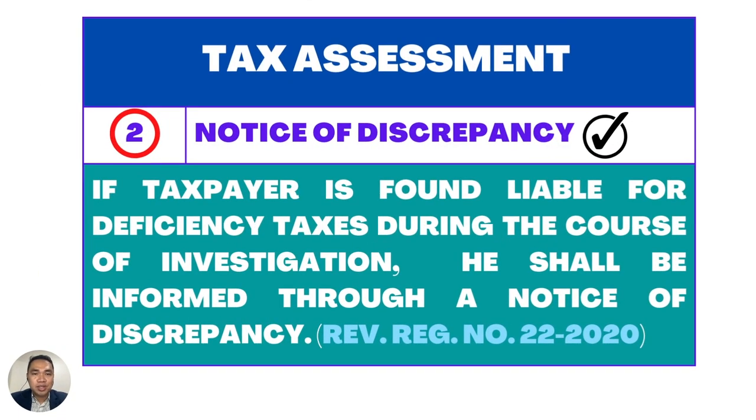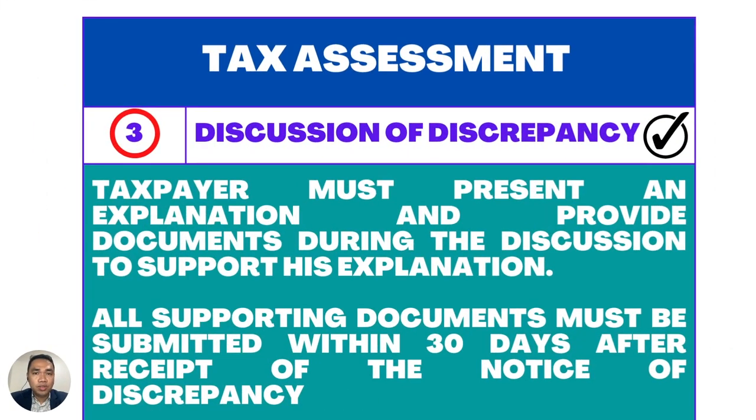Issuance of notice of discrepancy. If a taxpayer is found to be liable for deficiency tax in the course of an investigation conducted by a revenue officer, he shall be informed in writing through a notice of discrepancy. The objective of issuing the notice of discrepancy is to inform the taxpayer of the discrepancy noted by the BIR during their investigation and provide the taxpayer an opportunity to present and explain the alleged discrepancies with relevant supporting documents and schedules.